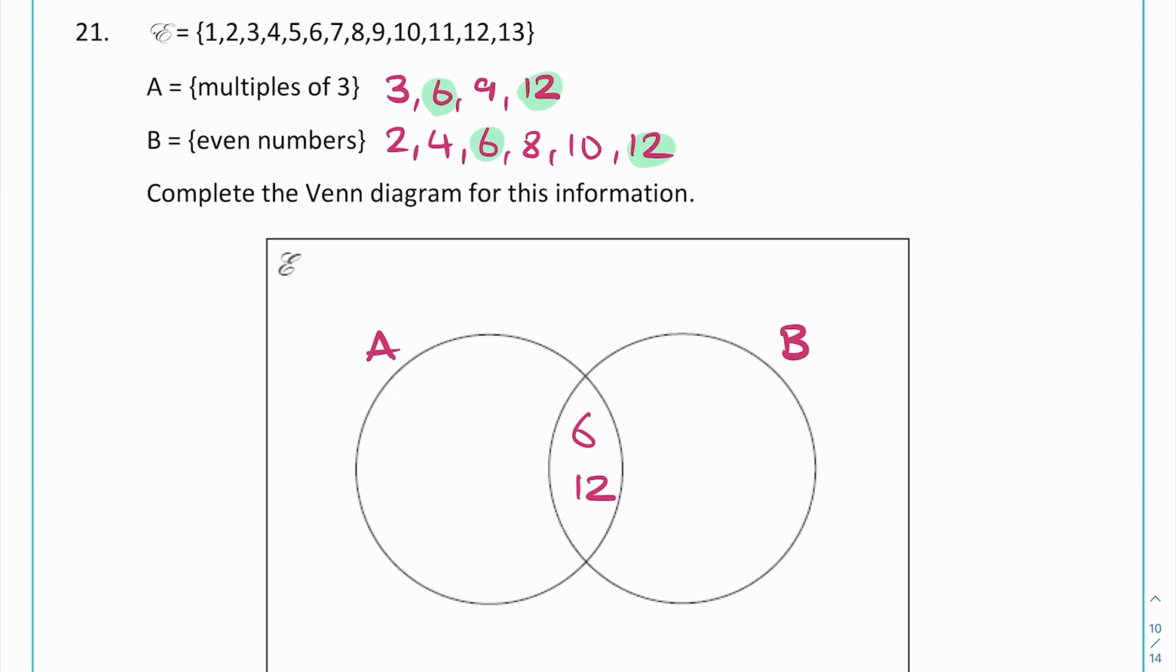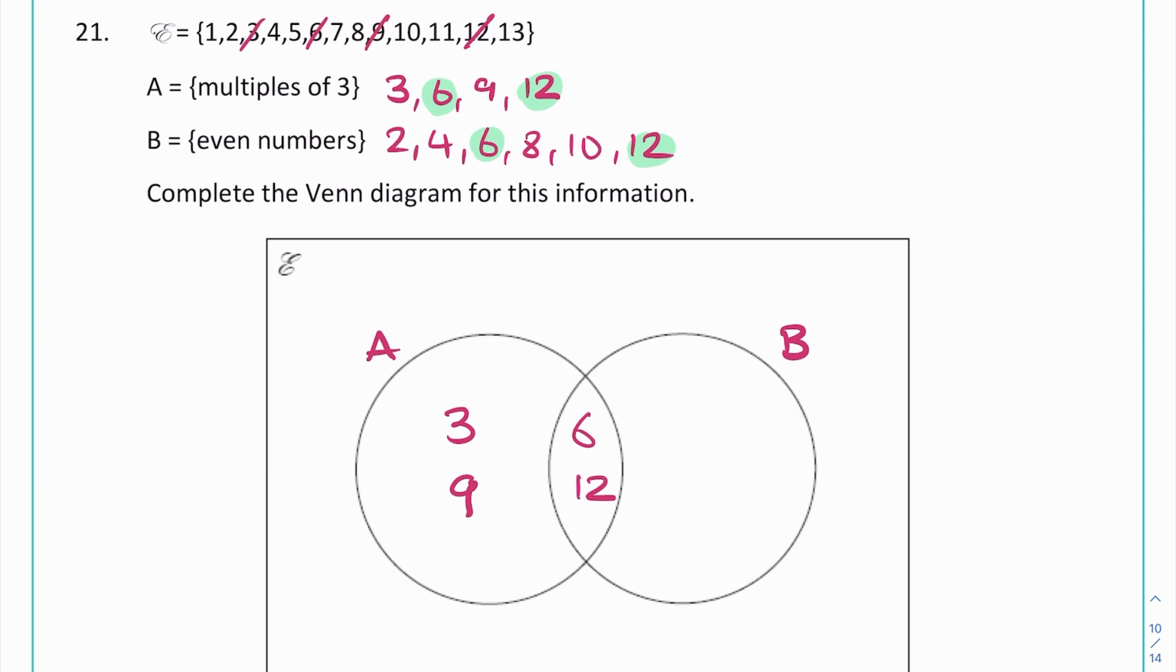So they are the even numbers that are also multiples of 3. I'm going to cross those off my main list. So 6 and 12 are gone. I've then got 3 and 9 left in the A section, so I'll cross off 3 and cross off 9.